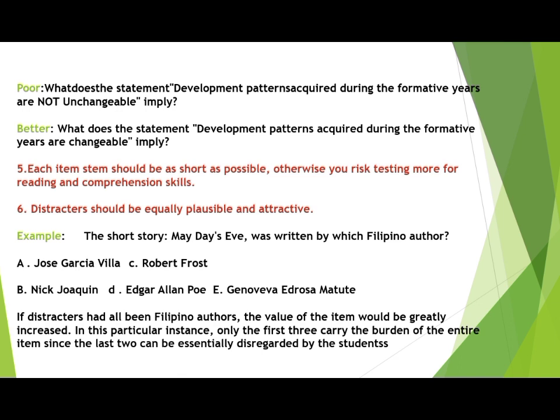guidelines number 5. Each item stem should be as short as possible. Otherwise, you risk testing more for reading and comprehension skill. So, sa rule number 5, dapat i-avoid ang paghatag sang mga taas-taas nga question. So, dapat be short. Dapat short lang. Dapat be precise. Okay. Guidelines number 6. Distractors should be equal, plausible, and attractive.